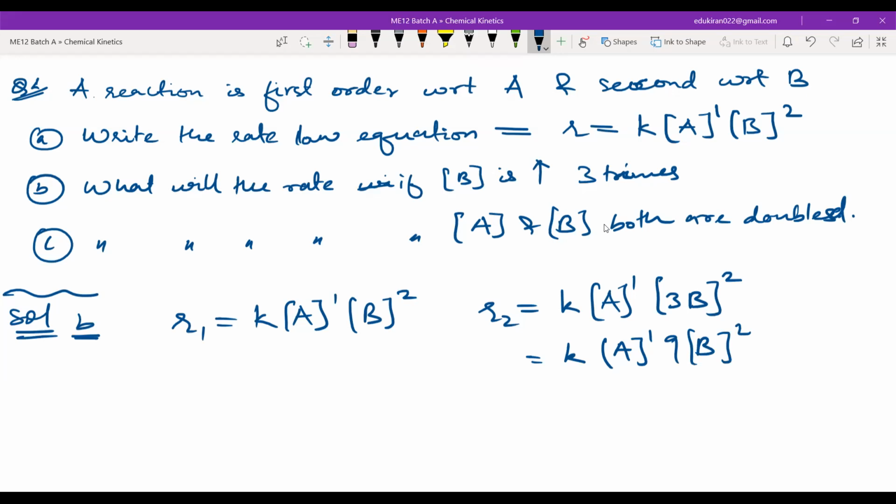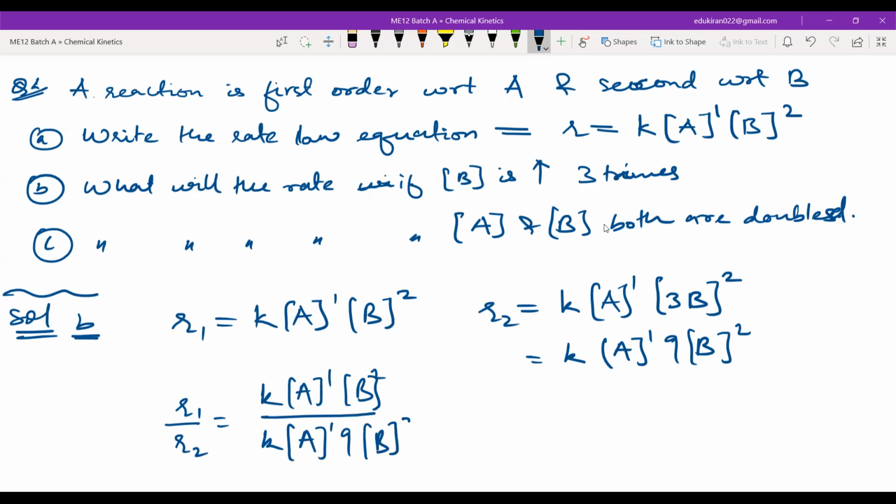Now you have to do R1 upon R2 is equal to K A to the power 1 B square divided by K A to the power 1 9 B square, right? So B square, A, K, this will cancel. R1 upon R2 is equal to 1 upon 9. So it implies that R2 will be equal to 9R1. See, this is how you do these type of questions.